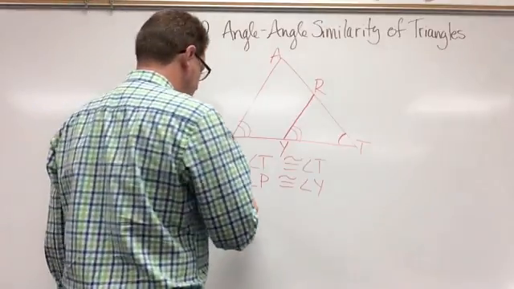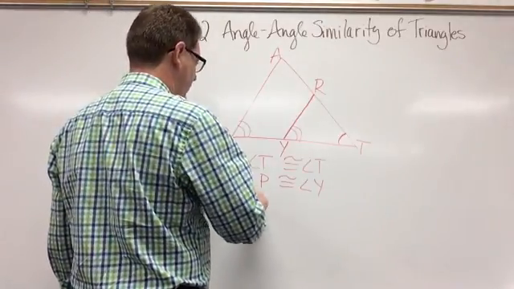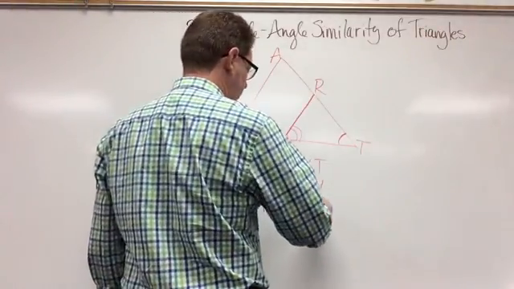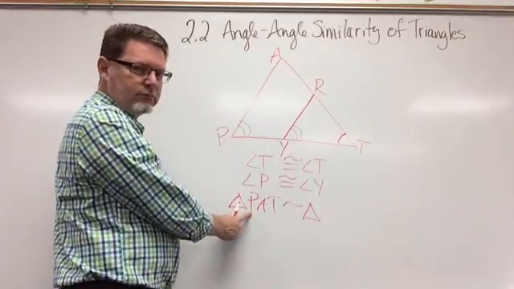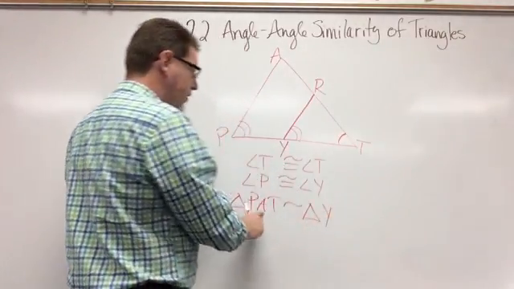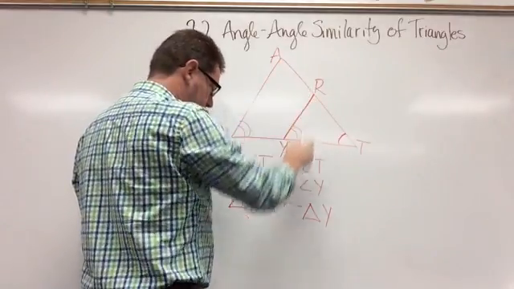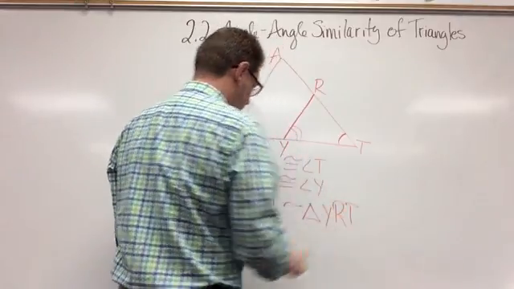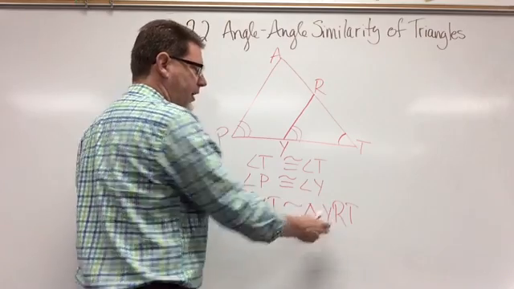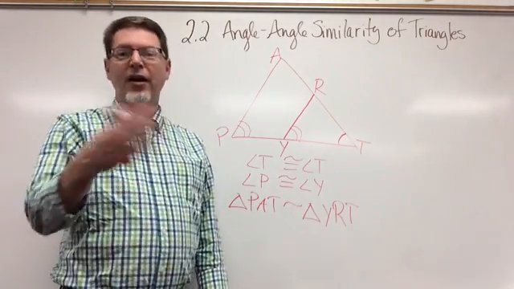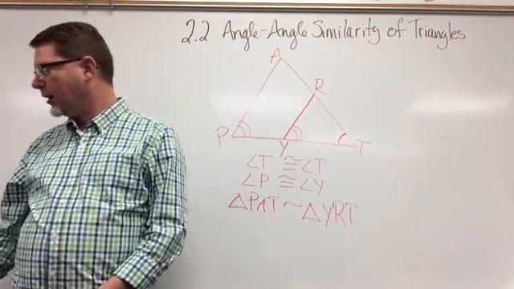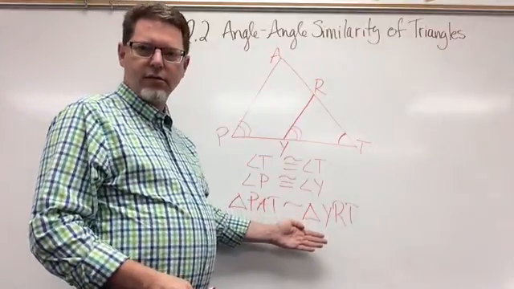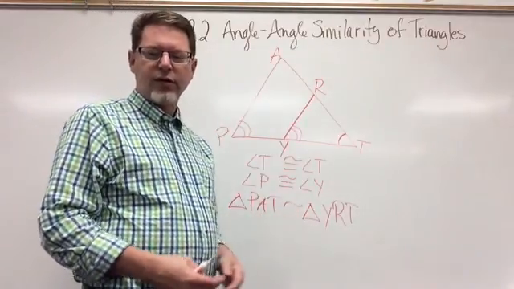So I would write that as triangle PAT is similar to triangle. Which angle matches angle P in the small triangle? Yes, angle Y. Which angle matches angle A? Angle R. And which angle matches angle T? Angle T. So triangle PAT is similar to triangle YRT. Now if I had some missing sides, then I could figure out exactly what the missing sides were based on the fact that they're proportional, because we know that the two triangles are similar.